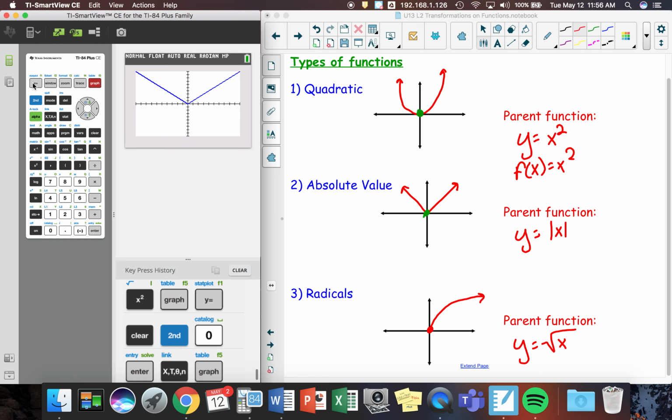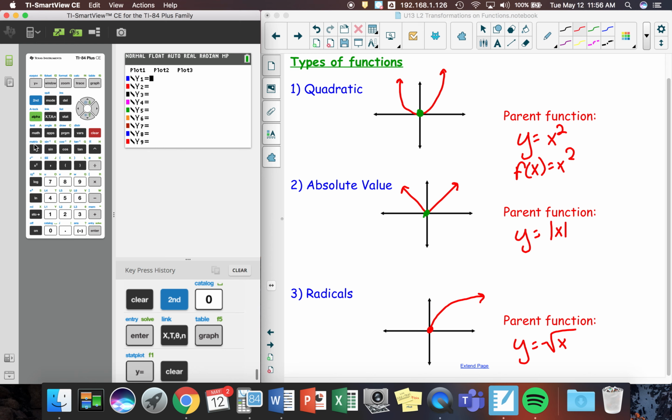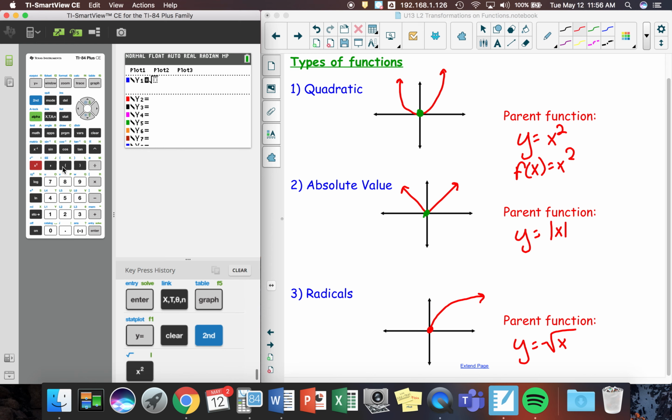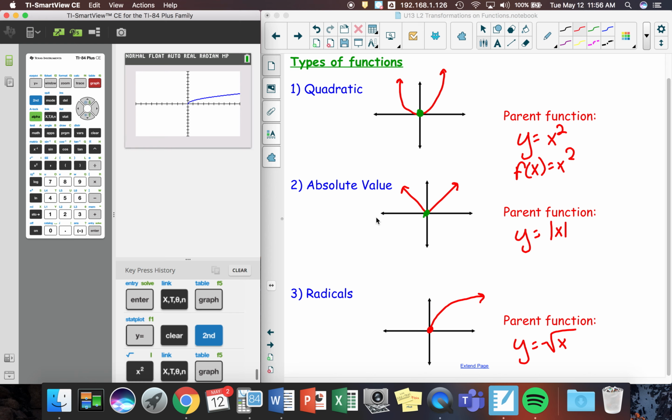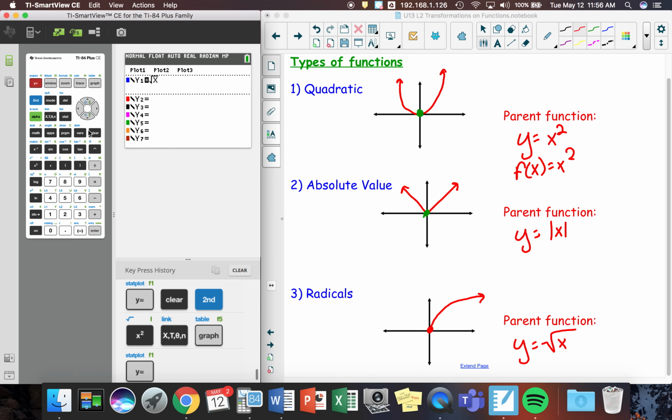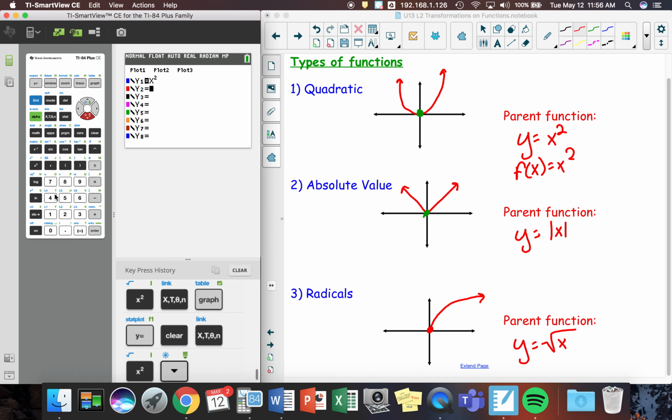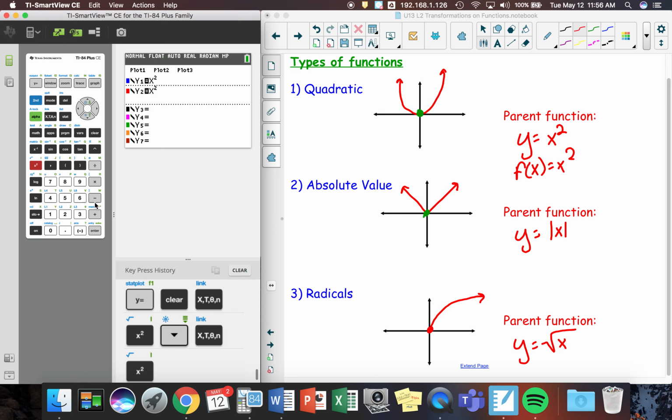And then finally radicals. For radical, I press square root of x, and as you can see, we get something like that. These are known as parent functions. The reason they're known as parent functions is because all of the other graphs that we have are based off of these different shapes. So for example, if I had x squared, and let's say I have x squared plus 2.